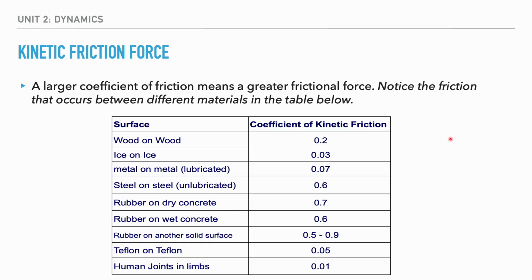Rubber on concrete is very important for us. That's how we drive around. And rubber on wet concrete, we have less friction available to us. So that's why we have to be careful when it's wet outside, when it rains. One thing that's kind of cool is if we look down here, we have human joints in limbs.